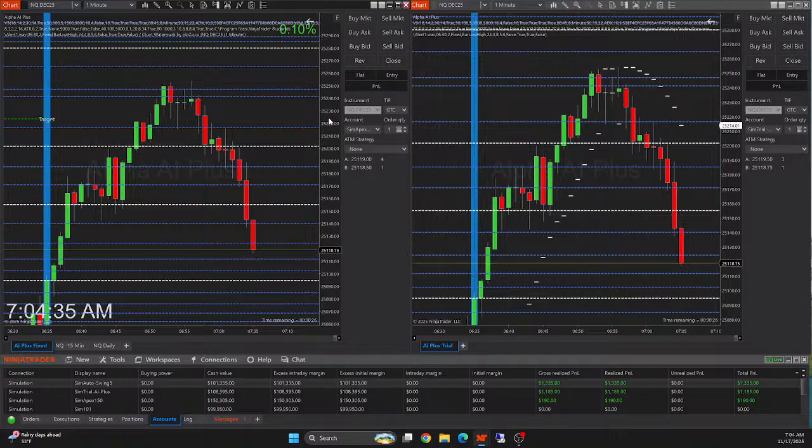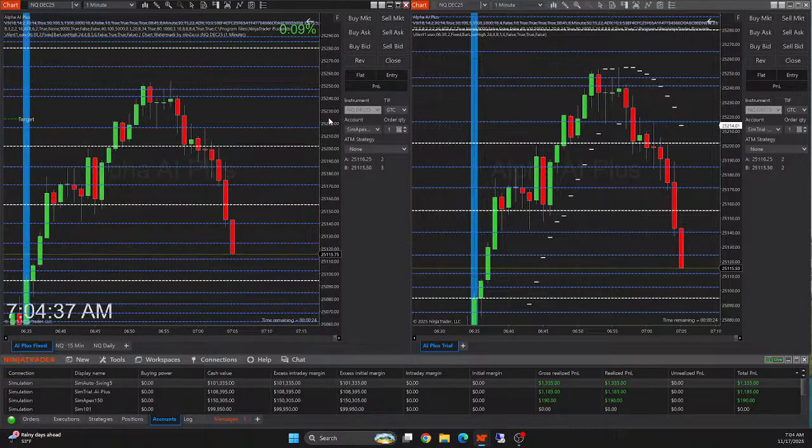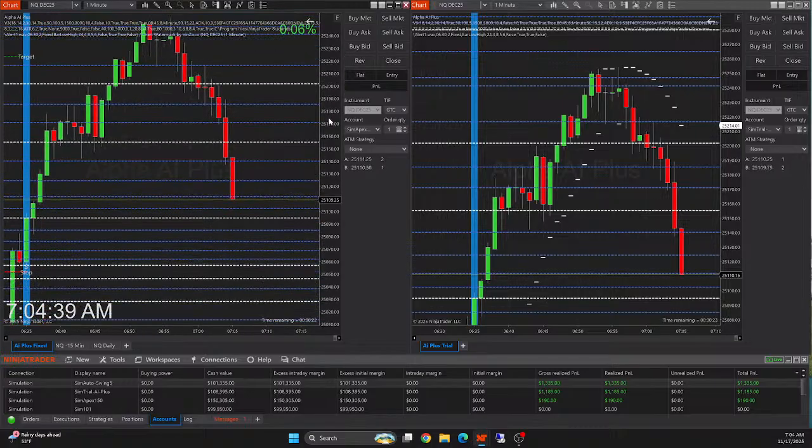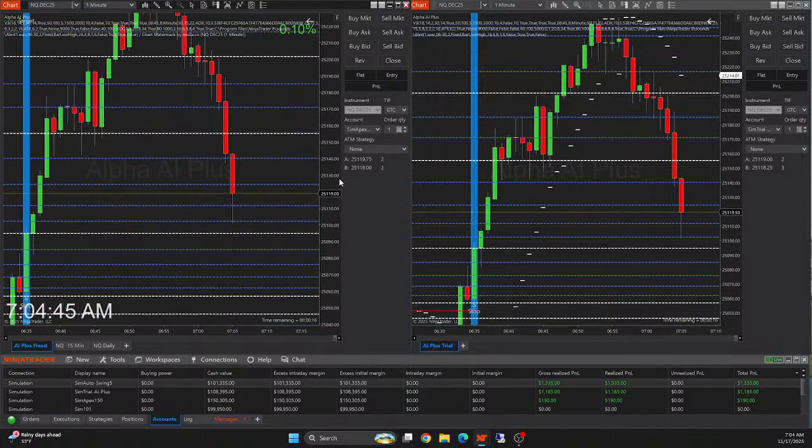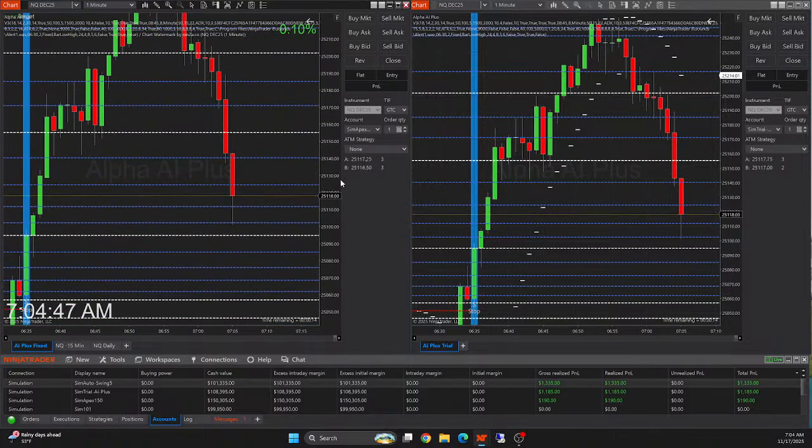Market's pushing down big time now. Let's see if you have any trade now or no. We'll see.